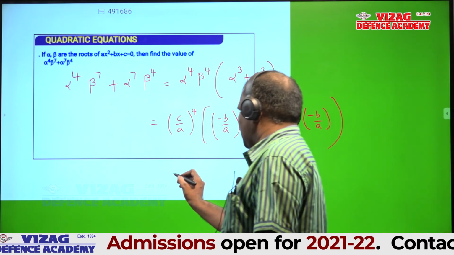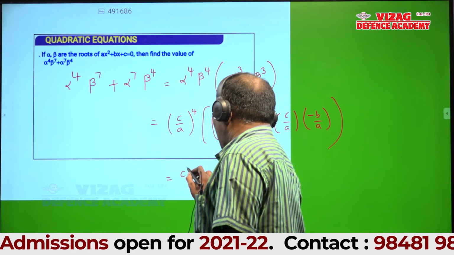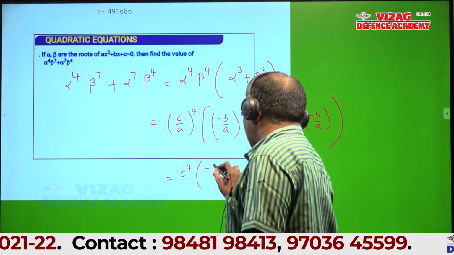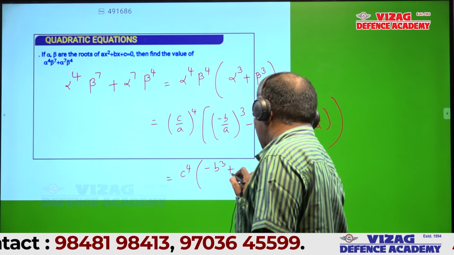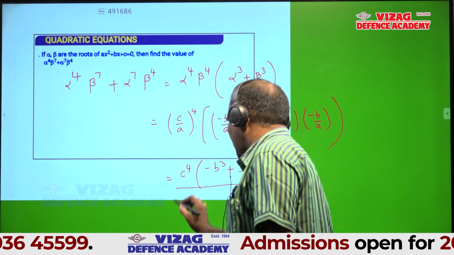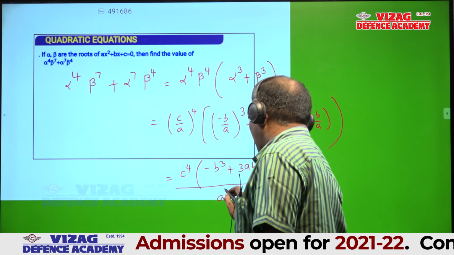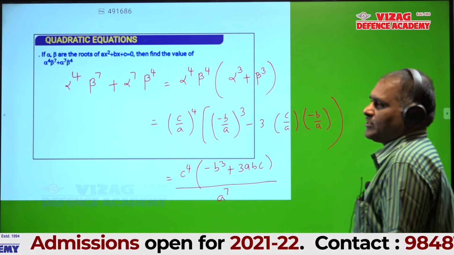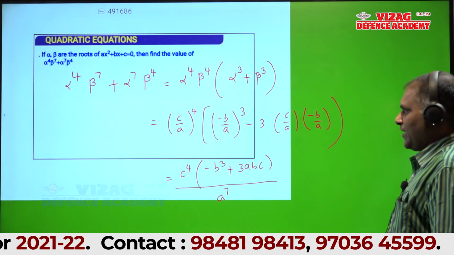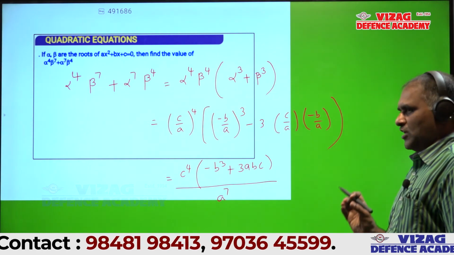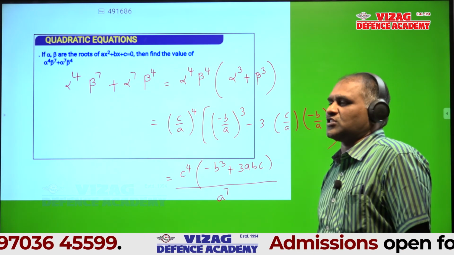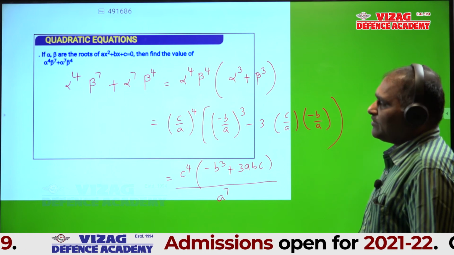What is the answer you get? c power 4 into minus b cube plus 3abc, all divided by a power 7. Very good. A power 7, like a simplification will be there. Be careful to solve that question. Okay?